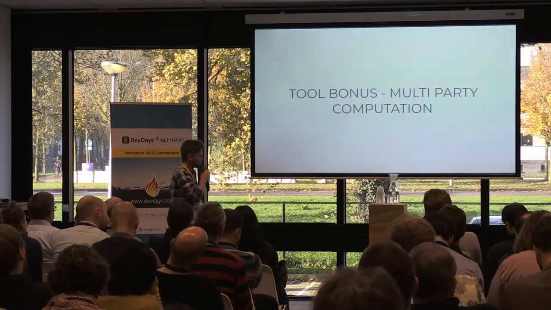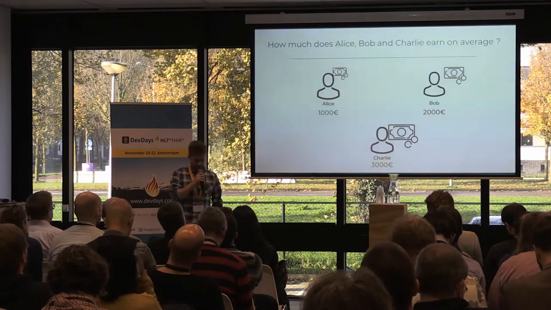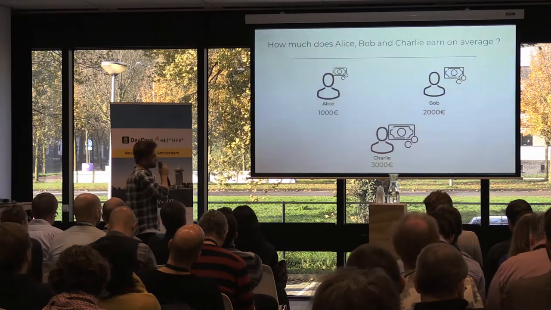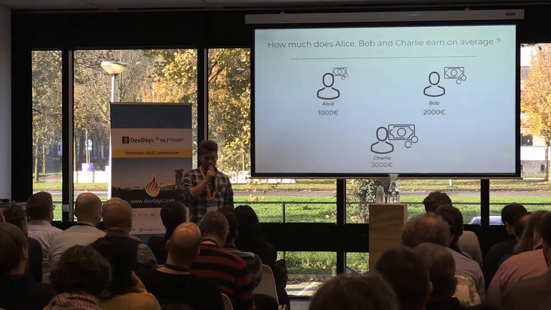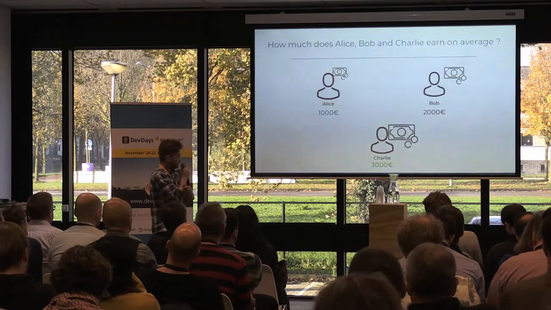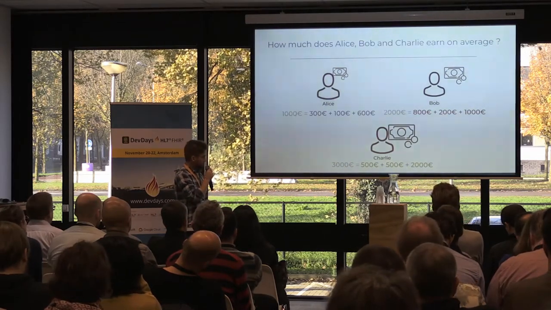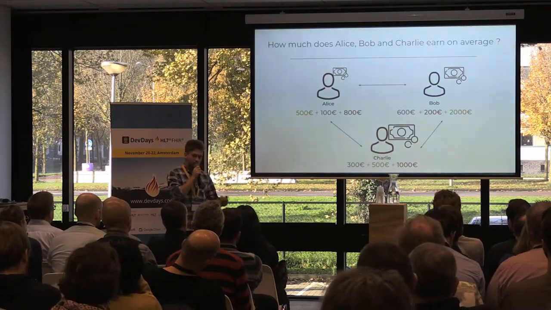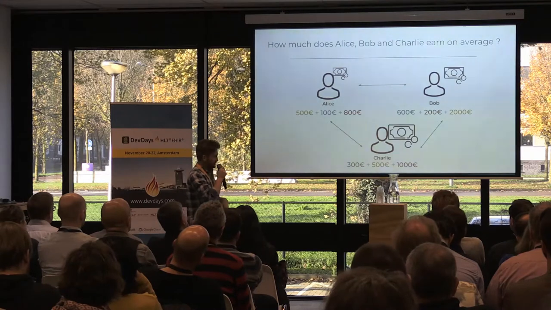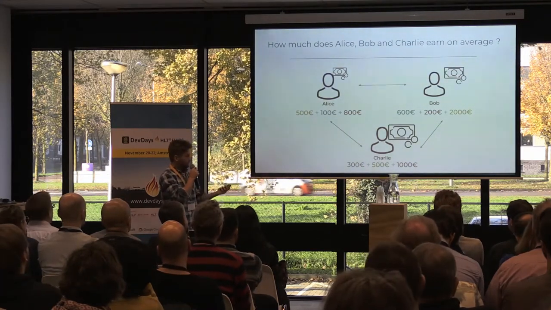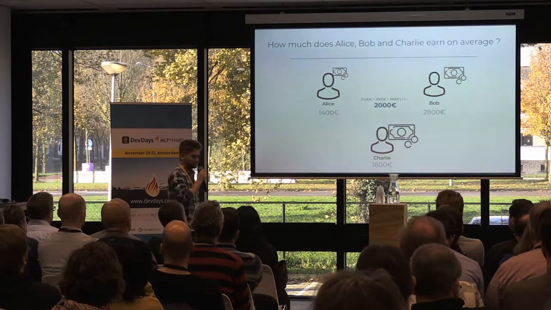So for that, there is an extra tool: multi-party computation. Real quick, I'm going to explain this concept with Alice, Bob, and Charlie. Let's say Alice, Bob, and Charlie want to know how much they earn on average, but they don't want to say individually how much they earn. So how can we do that? Well, each of them is going to split their salary into three different terms, and then they are going to share one term with each of the others and keep one. So Alice has a term from Charlie, Bob has one term from Alice and Charlie, and so on. They are just going to sum these terms, and then they are going to share the sums. And we have the average. Very simple concept, very basic.